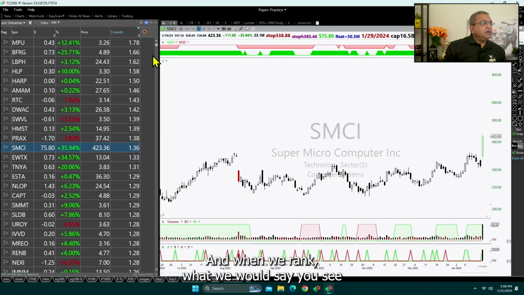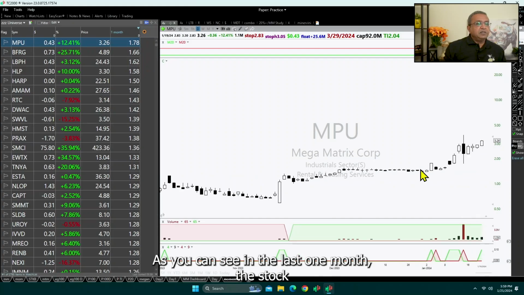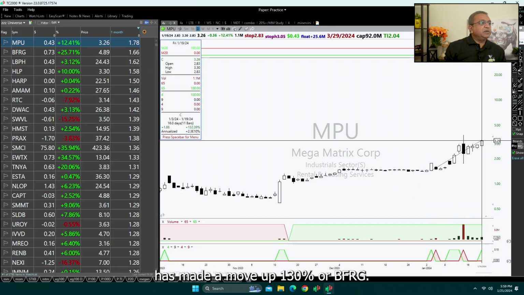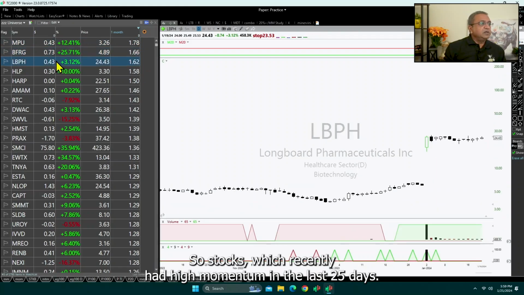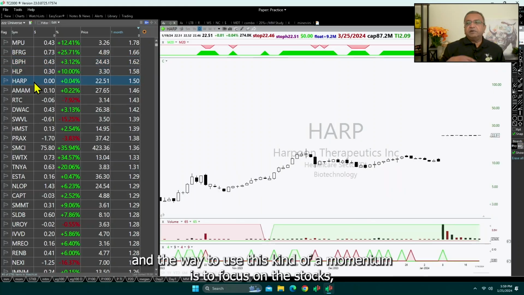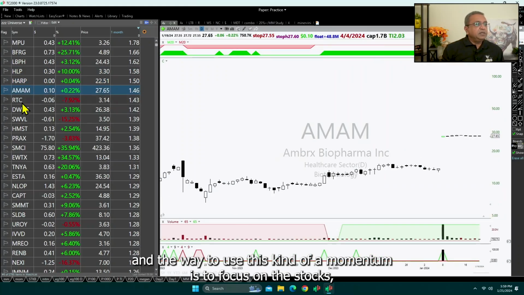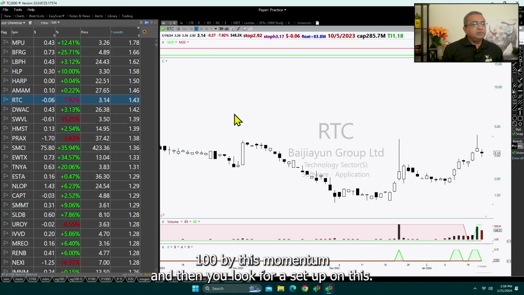And when we rank, what we will see is that this is the stock which is ranked number 1 by momentum. As you can see, in the last 1 month, the stock has made a move of 132%, BRFG. So stocks which recently had high momentum in the last 25 days, you can find by using this. And the way to use this kind of momentum is to focus on the stocks which might be top 25 or top 50 or top 100 by this momentum, and then you look for a setup on this.